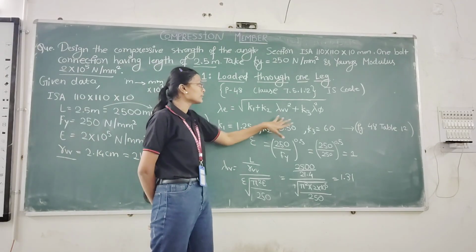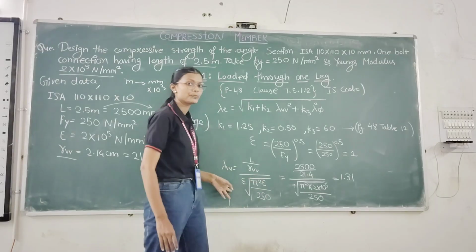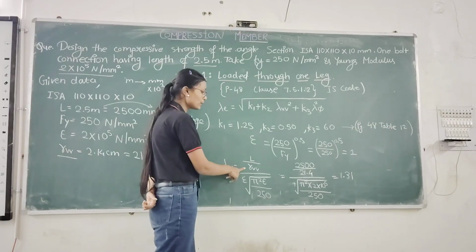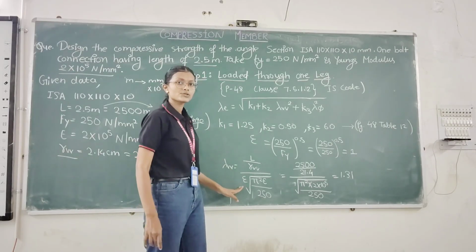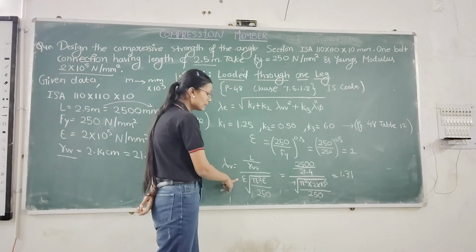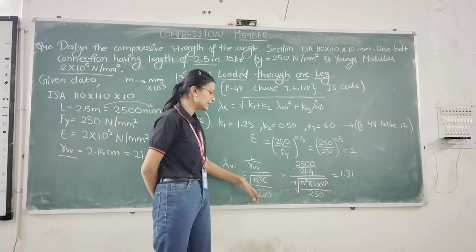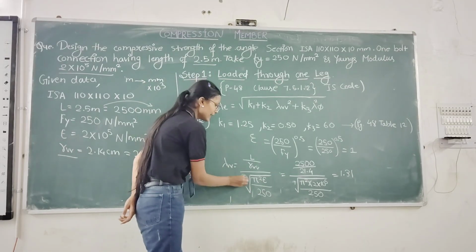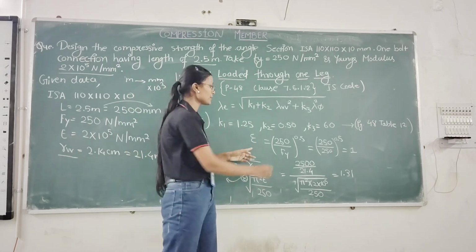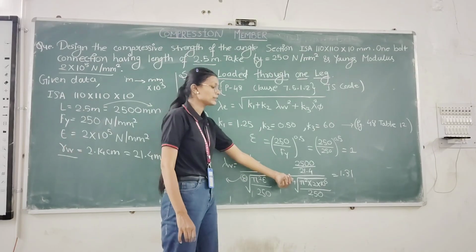Now for calculating lambda_vv we have to see this formula. If we have to calculate lambda_vv, then we will use this formula: L upon r_vv divided by epsilon, under root of pi square E upon 250. This you will also find in the IS code. The value of epsilon is 1. Here I have calculated for you. So this is the formula for calculating epsilon, or directly you can take the value, that is 1.